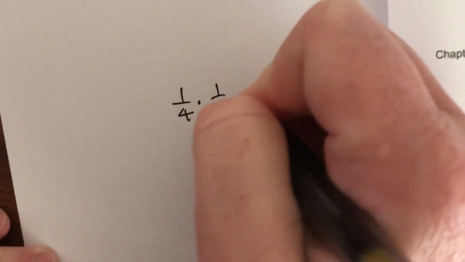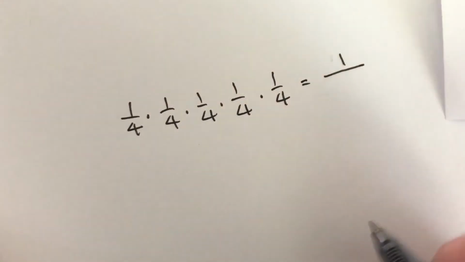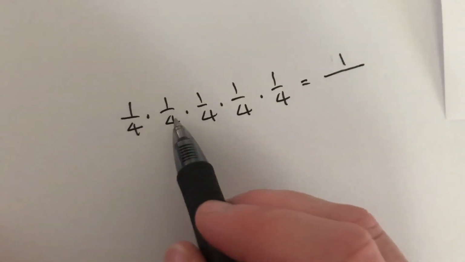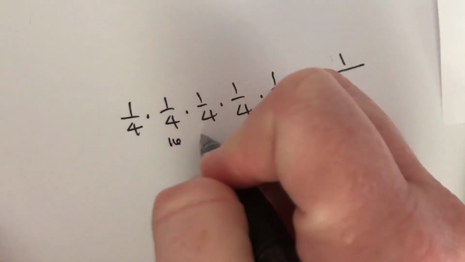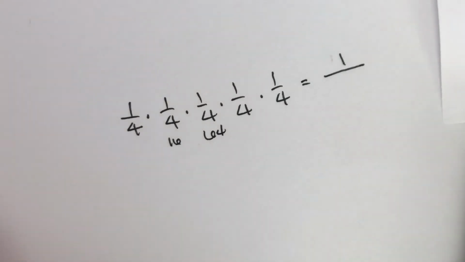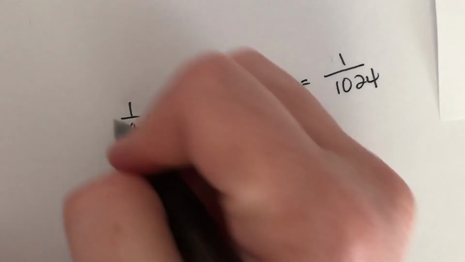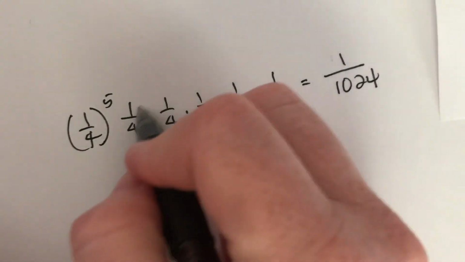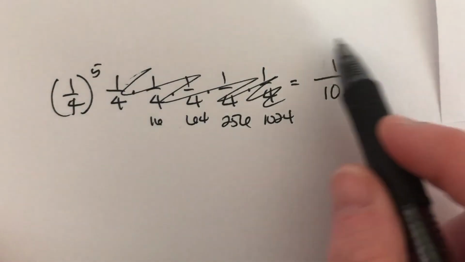1/4 to the 5th power means 1/4 times 1/4 times 1/4, and so on. So on the top, I'm going to get a 1. 1 times 1 times 1 times 1 times 1 is 1. 4 times 4 is 16. Times 4 is 64. Times 4 is 256. Times 4 is 1024. So it's going to be 1 over 1024. 1/4 to the 5th power equals 1 over 1024. So this number right here is what I'm working with.